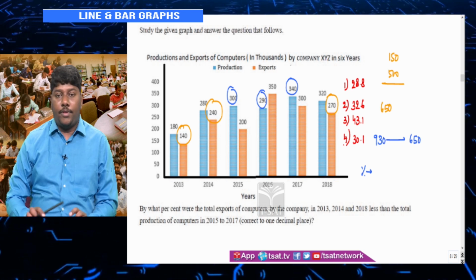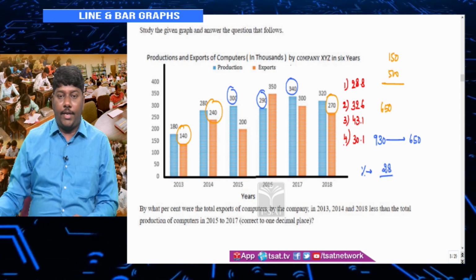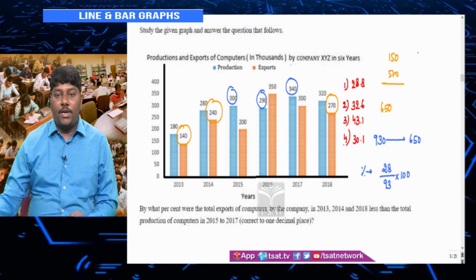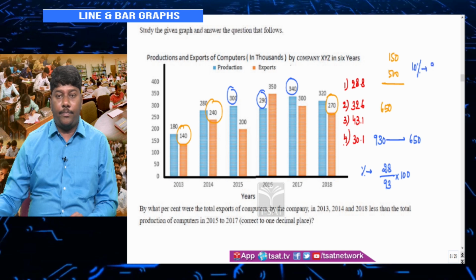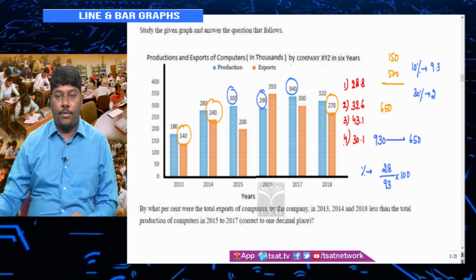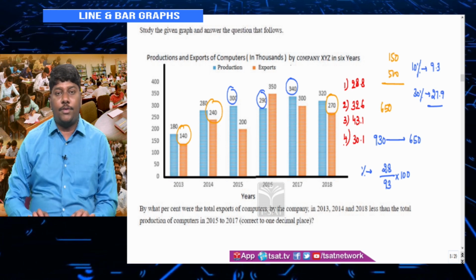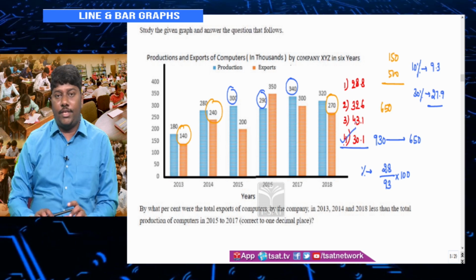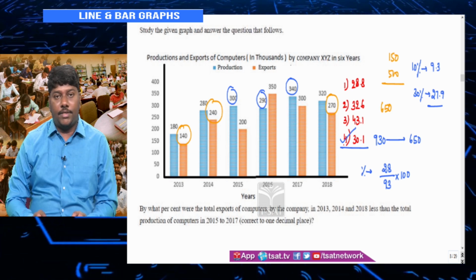Now, what is the difference here? The difference here is 280. 0, 0 you cancel, you can get 28 upon 93 into 100. By looking at it, we can say 10% of 93 is 9.3. Then into 3 if you do it, 30% is going to be 27.9. But I want 28, which is a little bit more than 30. So what is the option which is a little bit more than 30? If you look at here, it is 30.1, by using the approximation. These approximations are very important. We have discussed it in detail in the percentage chapter.